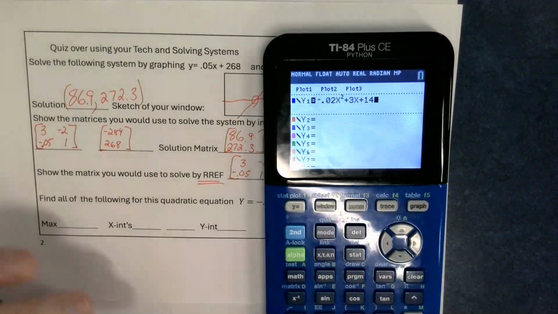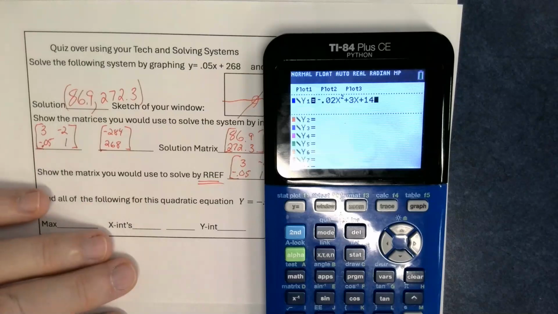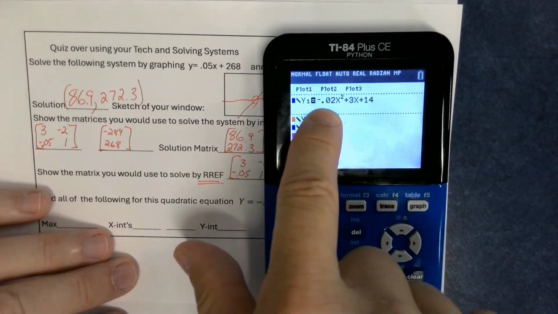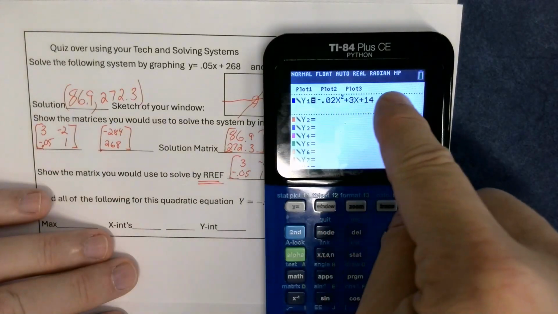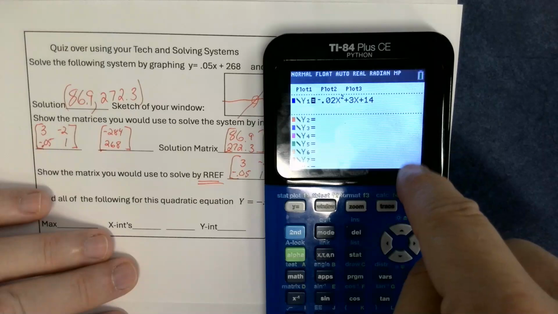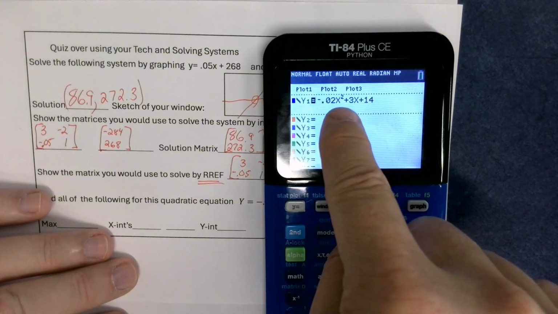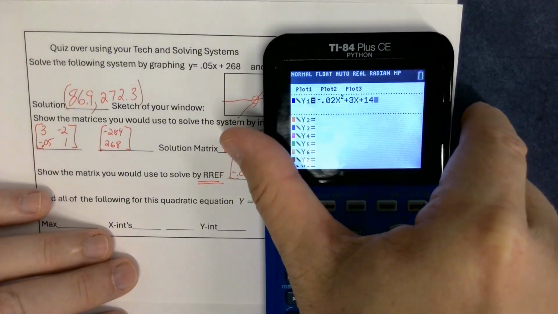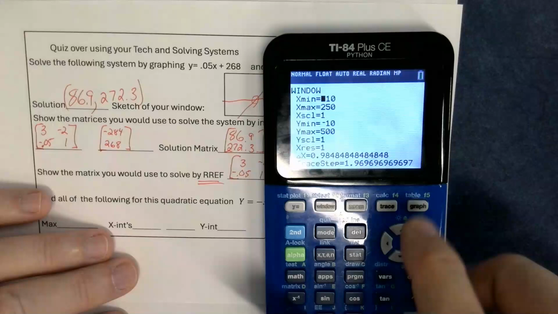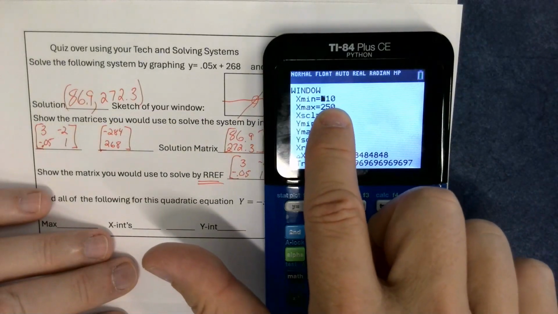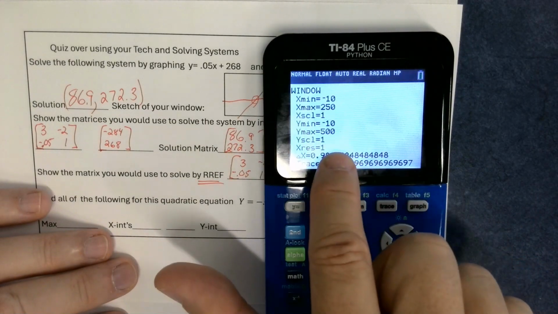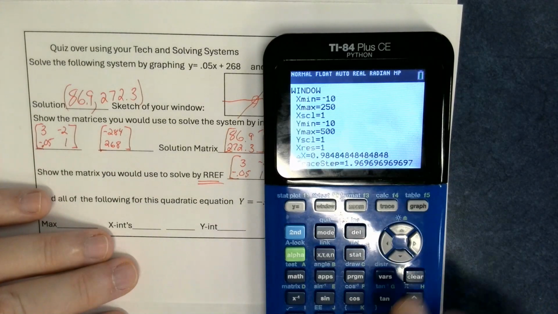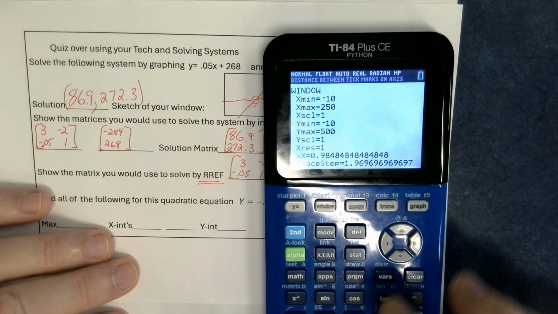Now, before I hit graph, I want to think about my window. So this is a parabola. It's got a negative leading coefficient, so it opens down. It's got 0.02, which means that it's going to make it really wide. So on my window, I do need to go to the right, like I did for the last one, and I do need to go up. I don't think I need to go up to 500. I'm going to change that one to maybe 200 to begin with.